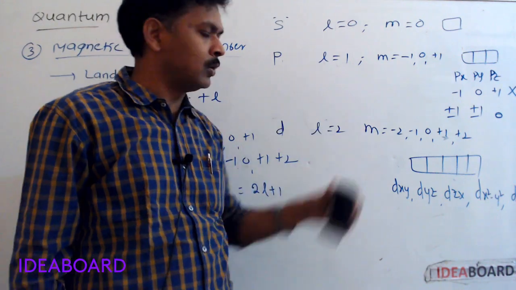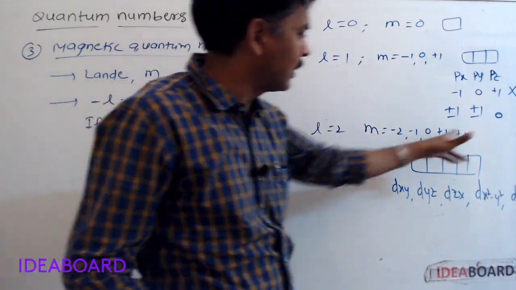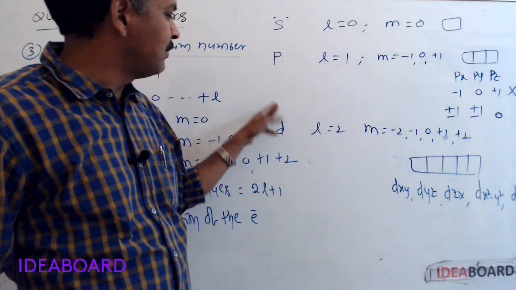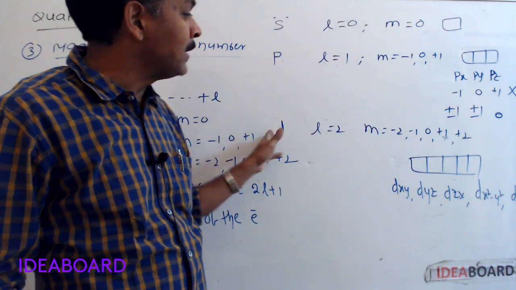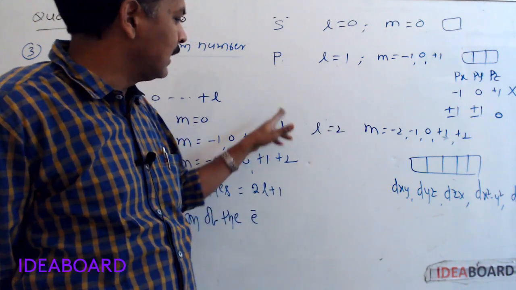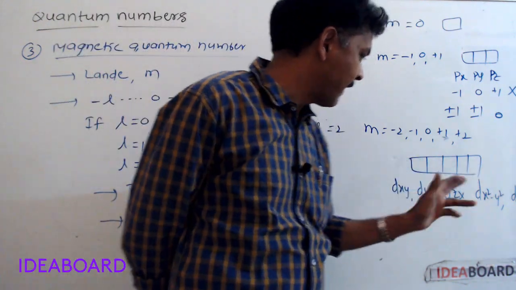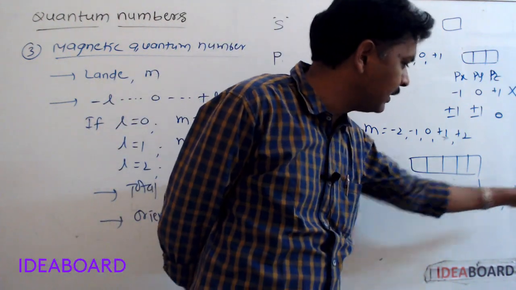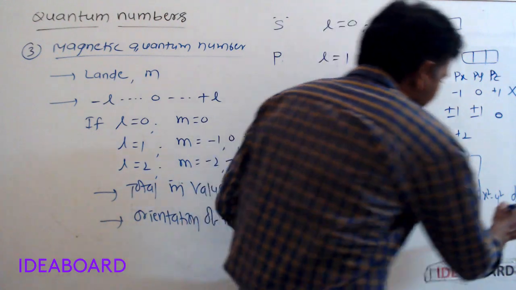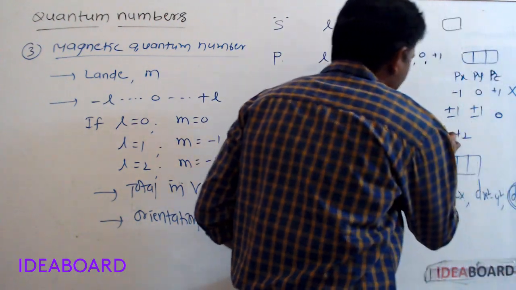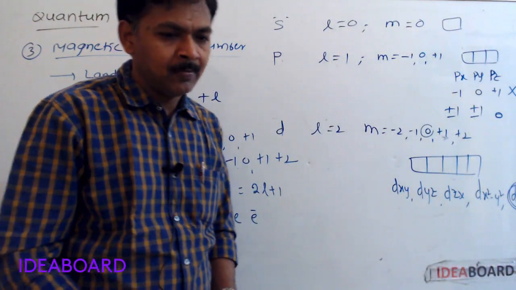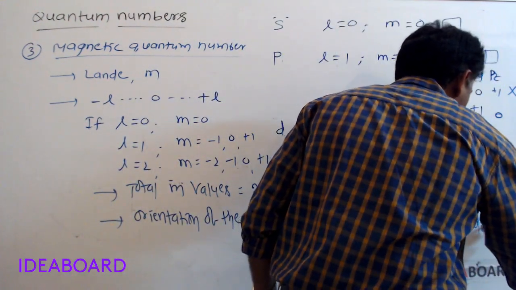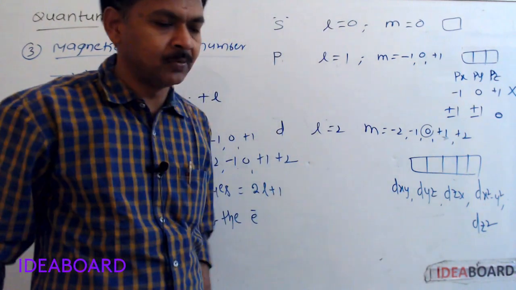For the d subshell, l is equal to 2, which means there are 5 m values in total. It indicates that in a magnetic field, it shows 5 orientations, so the d subshell contains 5 orbitals. They are dxy, dyz, dzx, dx square minus y square, and dz square. Here also, conventionally, for the dz square orbital, we should take m value 0.